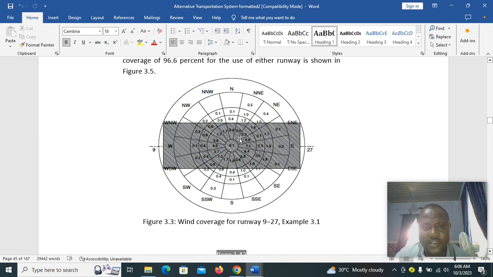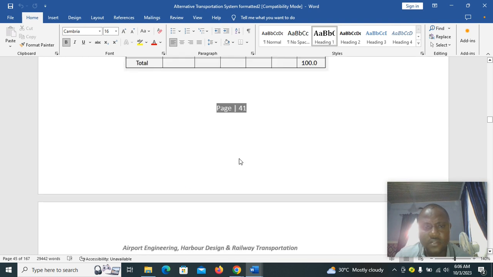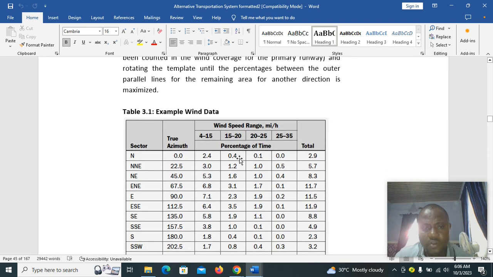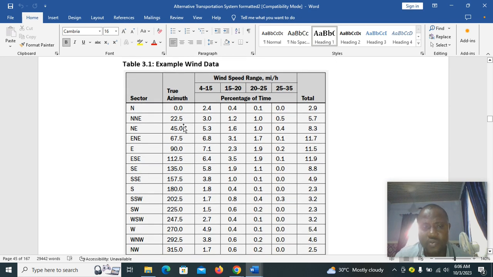The essence of all this here, let's look at the first of all the example, the wind data. You can see the wind variable, the coordinate system that we have. Then this is the azimuth, that is the azimuth angle. They are all here.